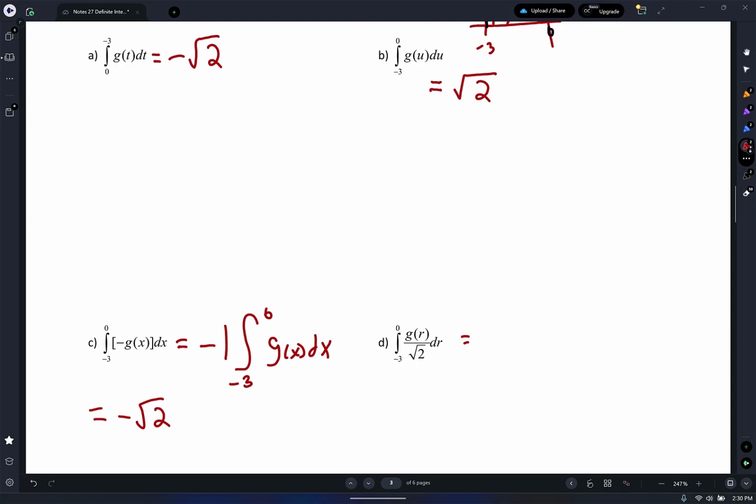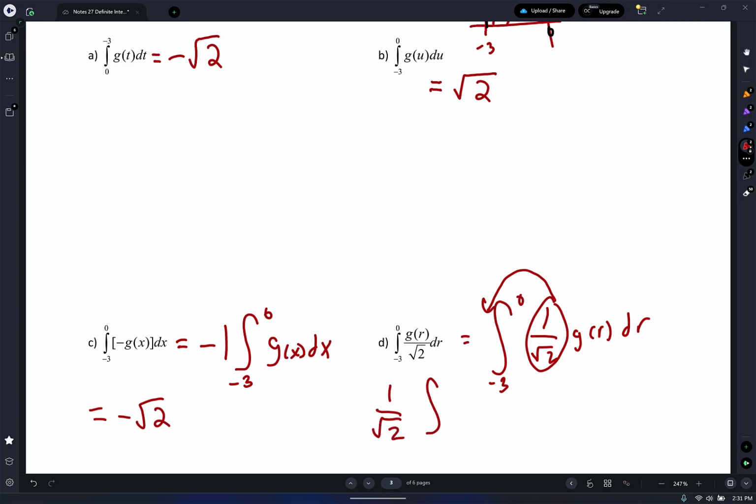Look, I could rewrite this, guys, in several steps. I can rewrite this as 1 over square root of 2 times g of r dr. Is 1 over square root of 2 a constant? Yes, it is. So I'm going to put it outside the integrand. So 1 over square root of 2 integral negative 3 to 0 of g of r dr. So 1 over square root of 2 times, what's the area of the curve from negative 3 to 0? Square root of 2. What's 1 over square root of 2 times square root of 2? 1.